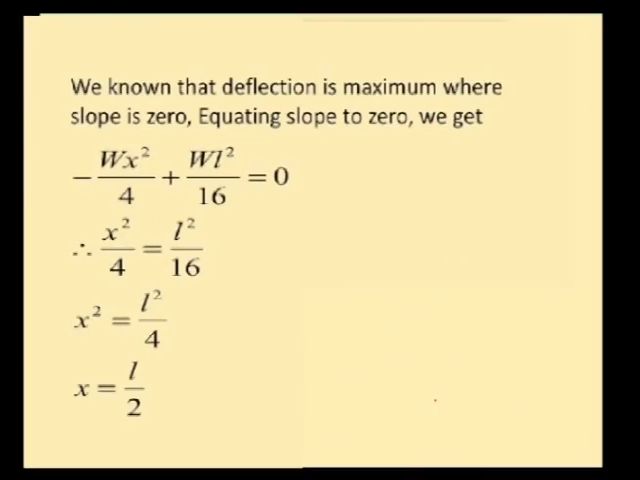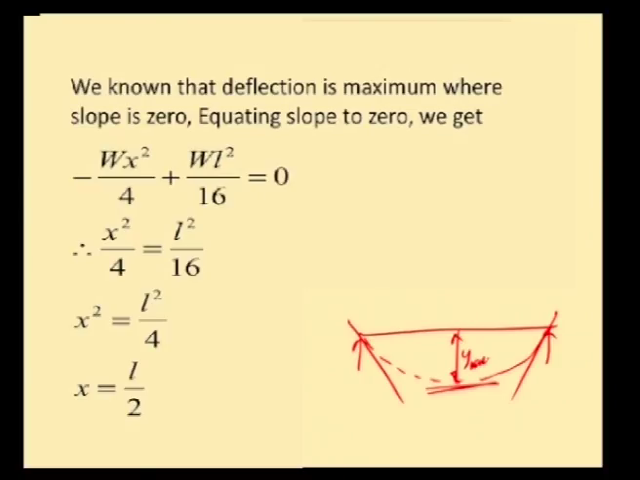We know that the deflection will be maximum where slope is 0. So, here a simply supported beam, it deflects in this manner. It will have some slope at support A, it will have some slope at support B, and somewhere the slope will be 0. So, if we are able to find where the slope is 0, then at that point deflection will be maximum.